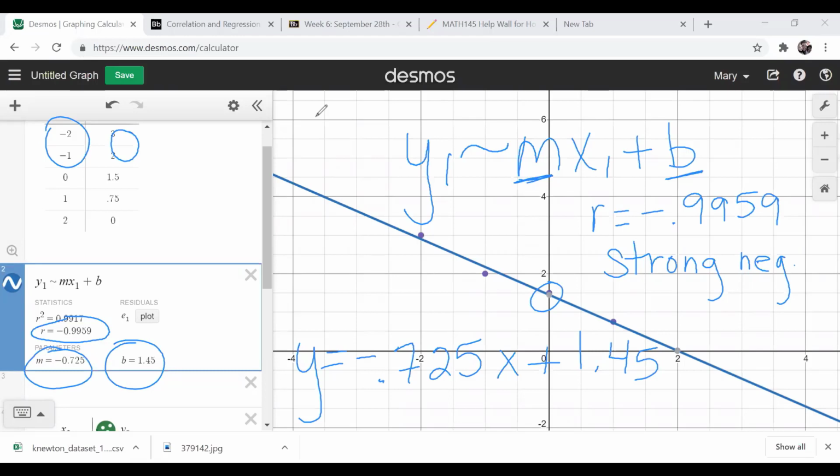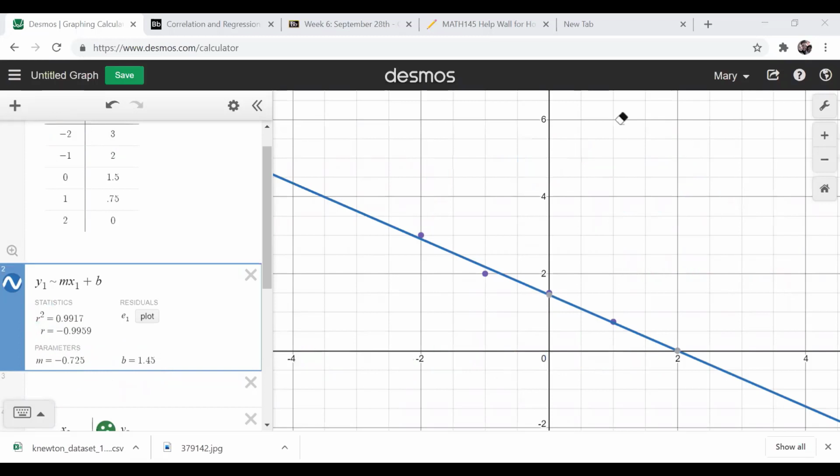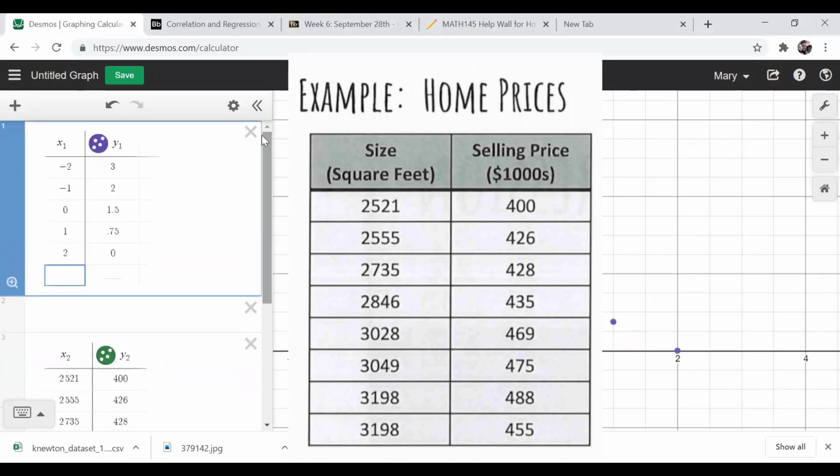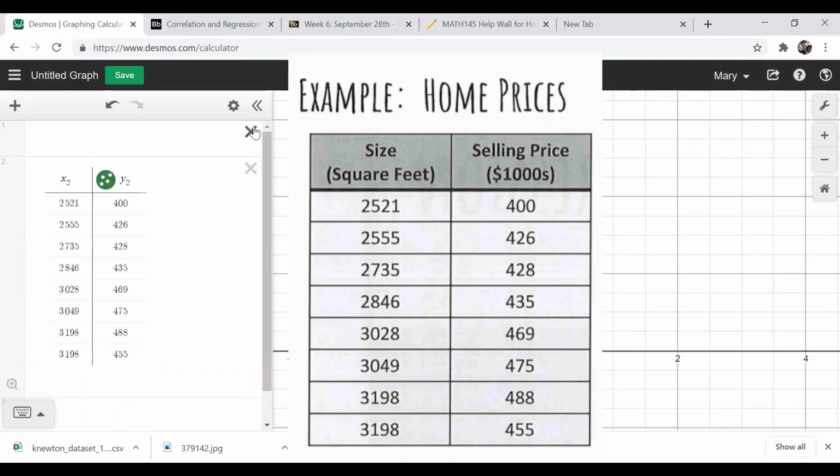It is much quicker than using the TI-84 calculator, and this is free. So if you don't have a TI-84 calculator, you can definitely use this in a pinch. So what I want to show you is, in the video, I talked about a house problem, and I want to show you those same points that I did in the video, the same example.